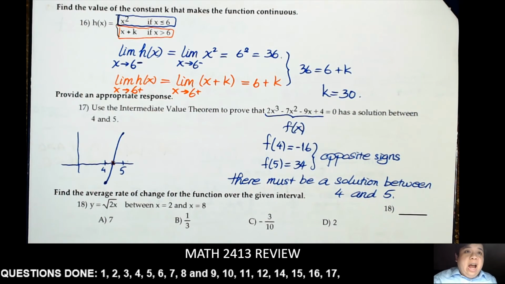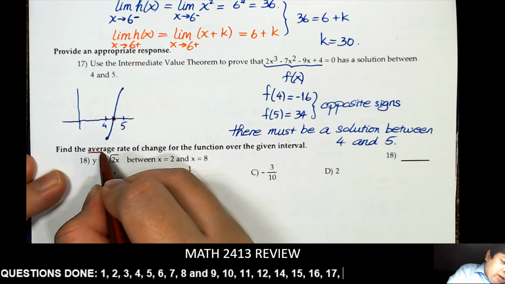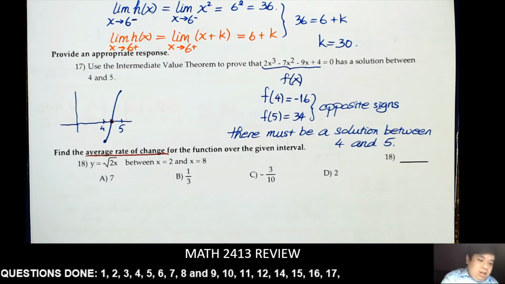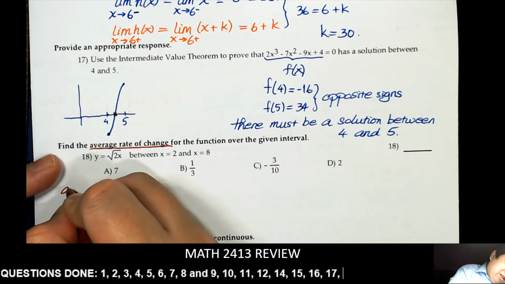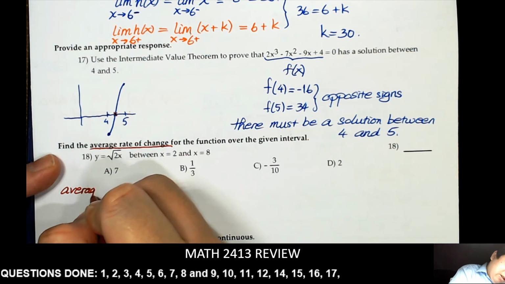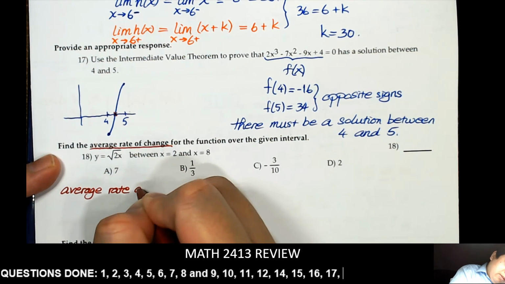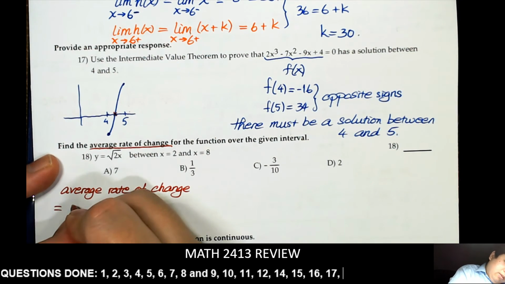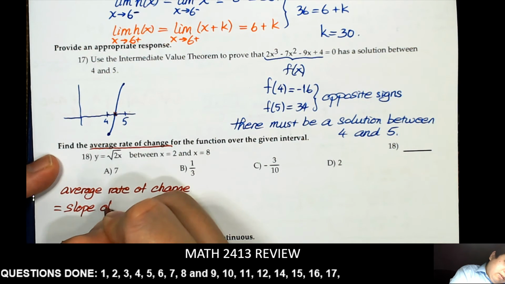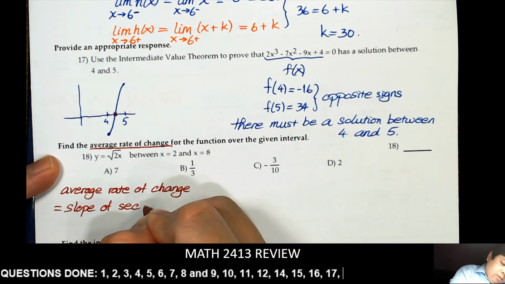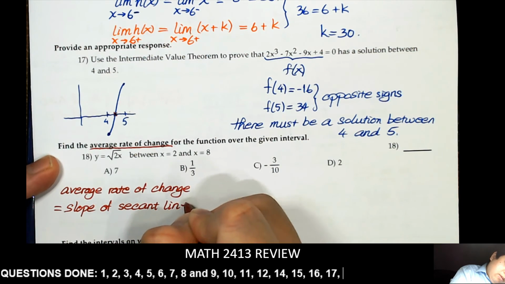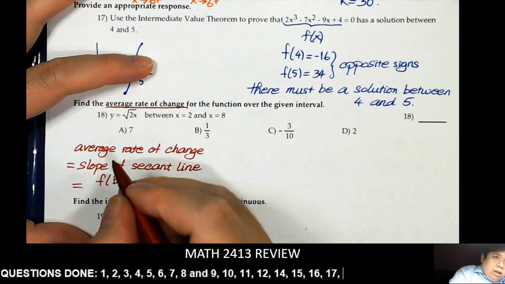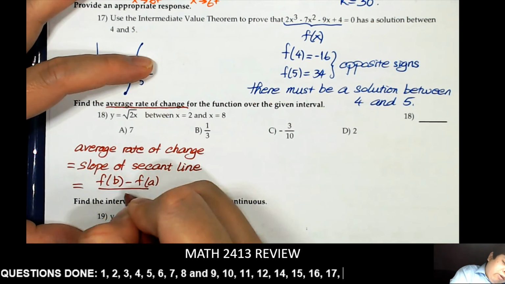Right, next, average rate of change. That is the same thing as the slope of the secant line, the formula. F of B minus F of A over B minus A.